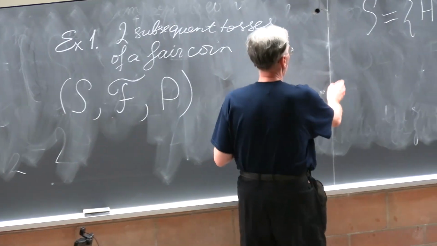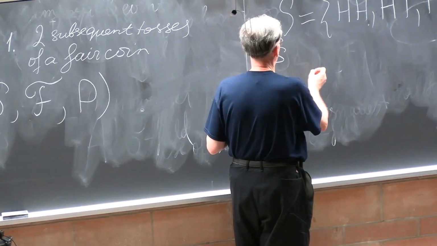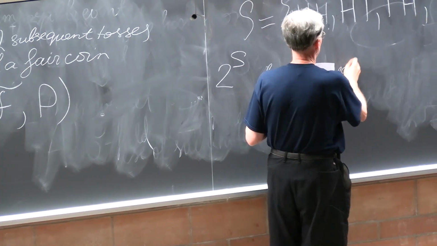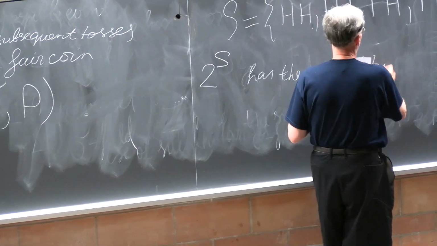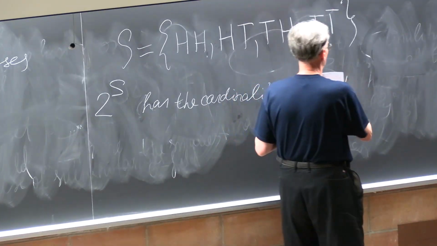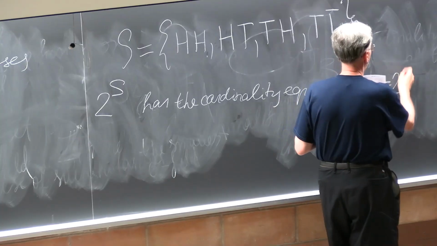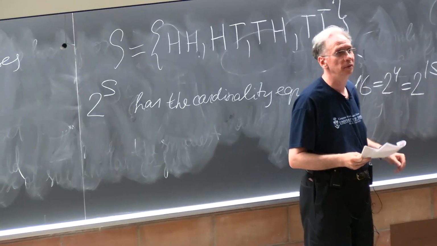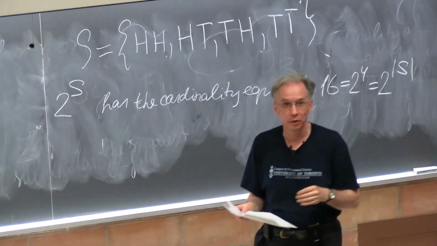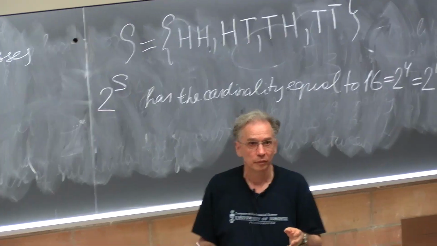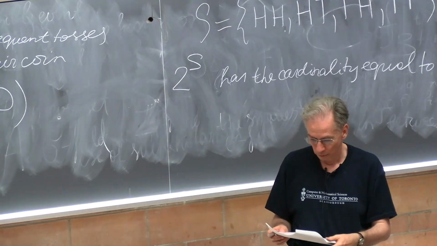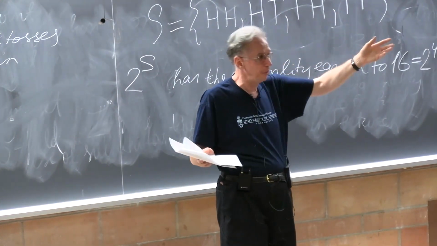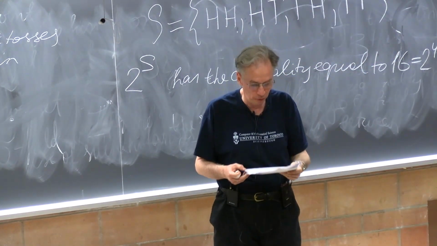So 2 to the S has the cardinality equal to 16, which is 2 to the 4, which is 2 raised to the power the cardinality of S. As simple as that. Okay? And these are our sample points. So this example is pretty straightforward, I hope. Yeah?